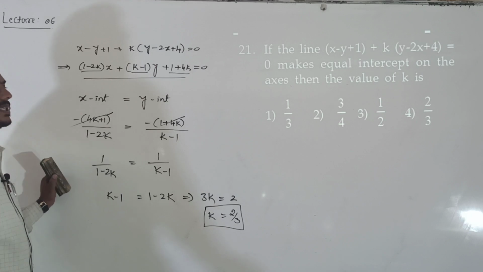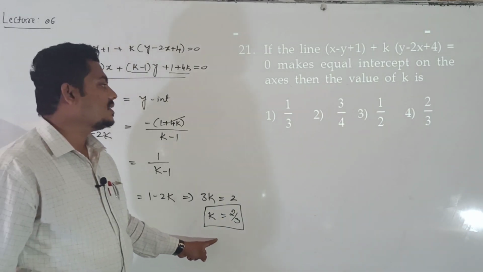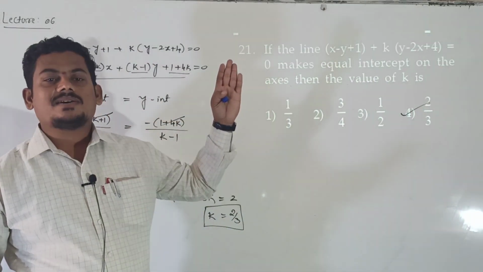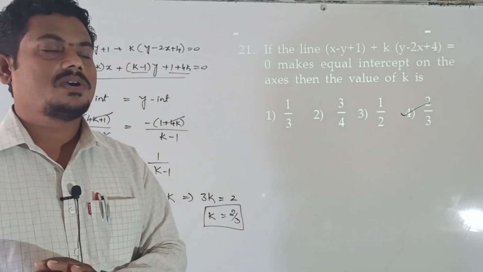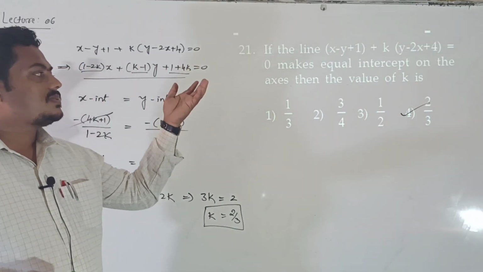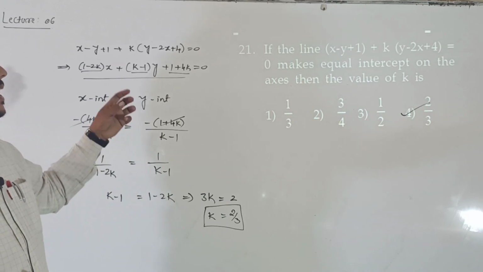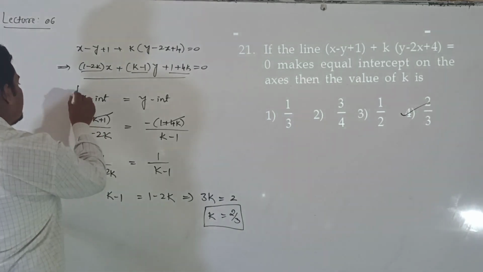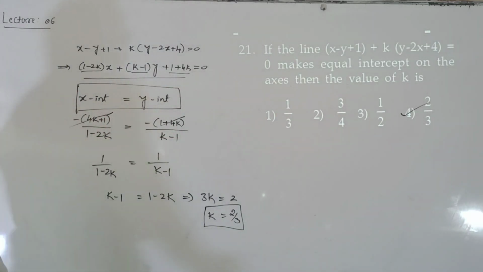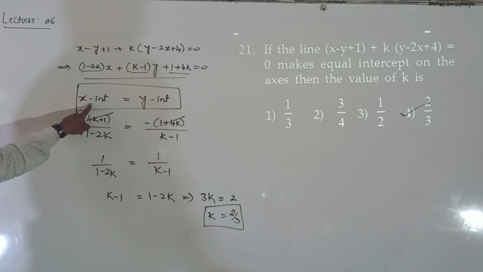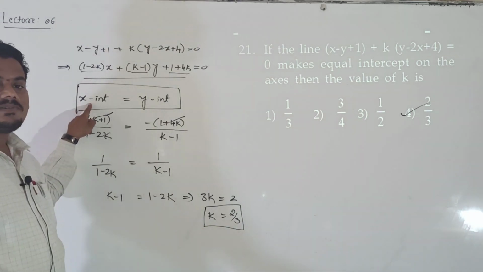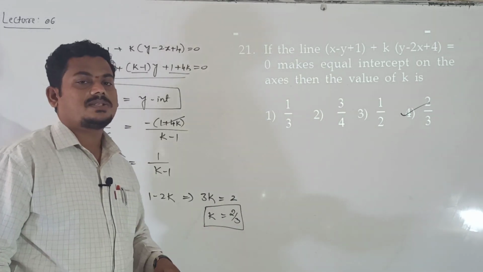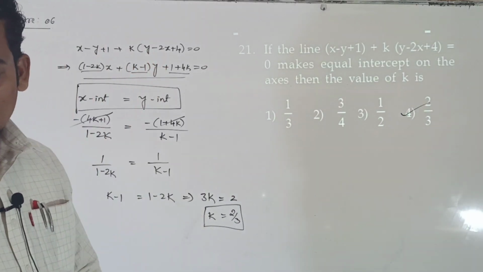When the given line makes equal intercepts, then the k value is 2 divided by 3, that is the fourth option. First write the given line in the form ax plus by plus c equal to 0. After writing it in this form, clearly the x intercept of the line is the same as the y intercept of the line. It is the given condition: x intercept of the line is equal to y intercept. You know the x intercept of the line ax plus by plus c equal to 0 is minus c by a. By using the formula and simplification, the k value is 2 divided by 3, that is the fourth option.